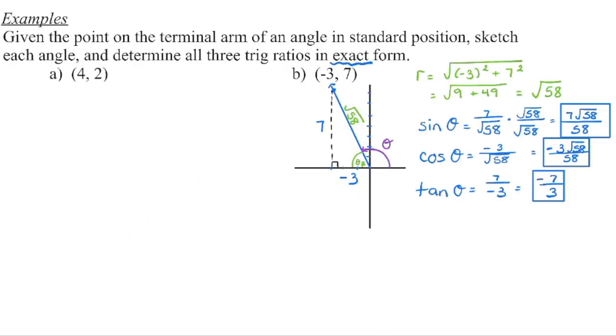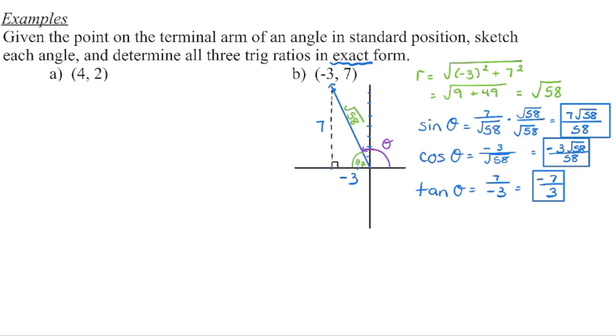Our next point is (-3, 7). So the first thing we're going to do is plot that point. On the x-axis, we're going -1, -2, -3, and then we're going up 1, 2, 3, 4, 5, 6, 7. So that lies on the terminal arm. We can draw in that terminal arm, and then the angle of rotation is going to be that one in purple. This here is my reference angle.